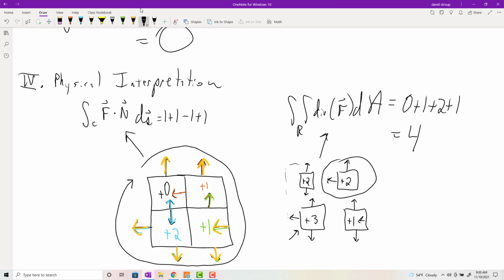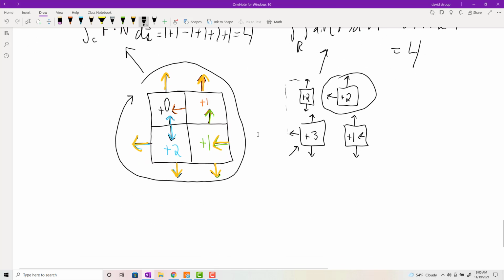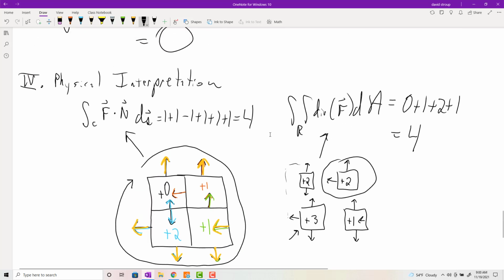Okay, long story short. Hopefully that wasn't too confusing. It's kind of confusing, but the idea is that for the boxes on the inside, if there's any flux in and out of them, it all gets canceled out in this process. And so the double integral is the same as the integral around the edge. Long story short.